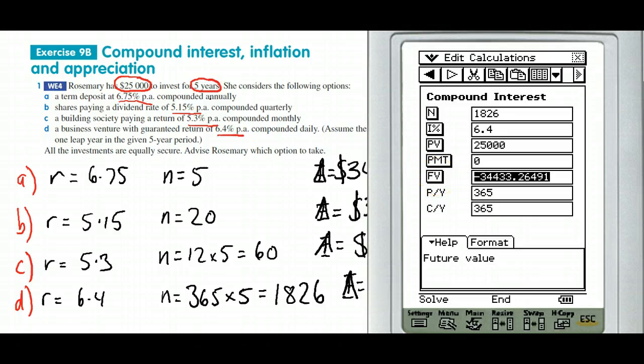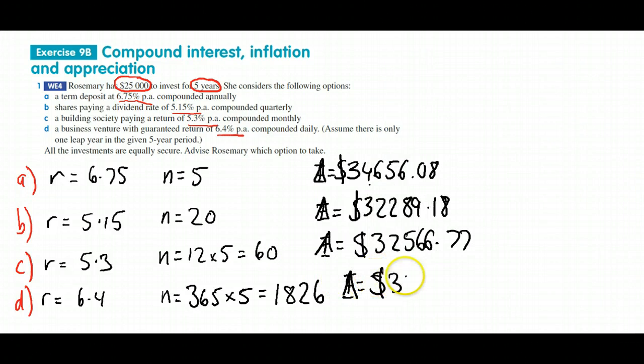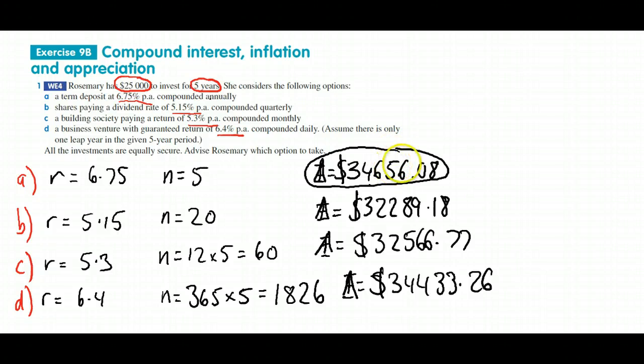Okay, when we calculate that, we get $344.33, $344.33 and 26 cents. Okay, so clearly this one is the biggest one. That's going to be the best option that we should advise Rosemary to take, the first one.